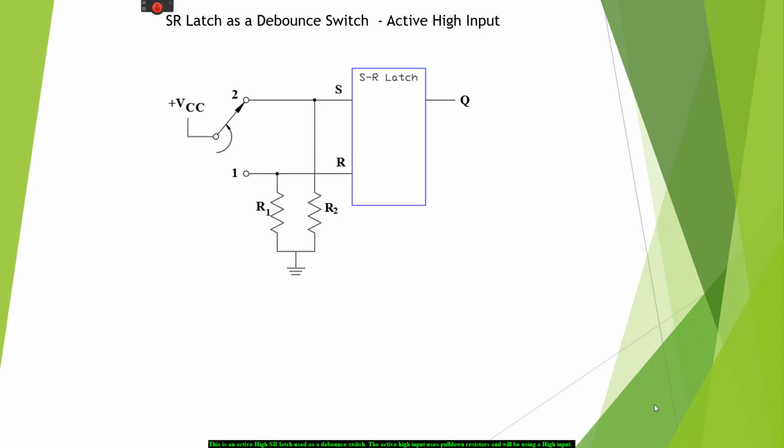This is an active high SR latch used as a debounce switch. The active high input uses pull down resistors and will be using a high input.